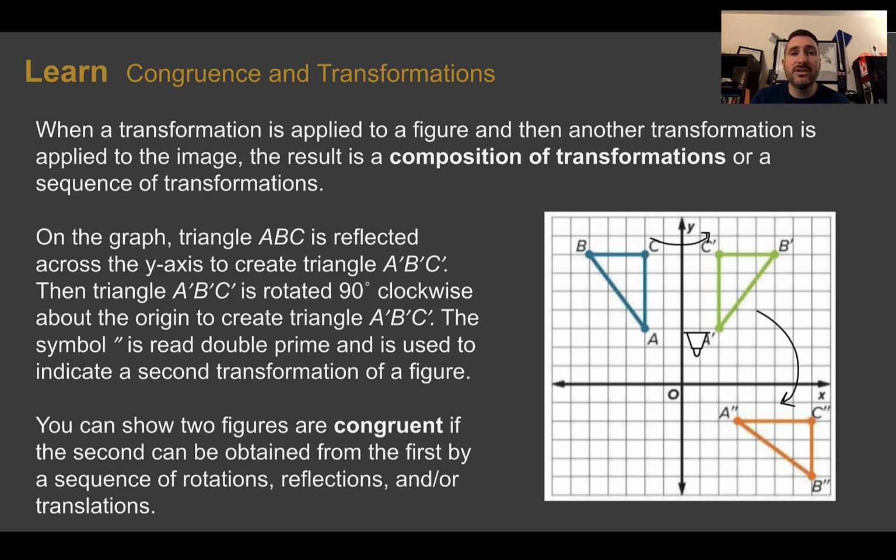If we want to show that figures are congruent, somehow we need to take this first figure and do any of our transformations, so reflections, rotations, or translations, and make it end up on this second figure. So since here, we were able to take this blue triangle and map it exactly onto the orange triangle by reflecting and then rotating, these two figures would be congruent.